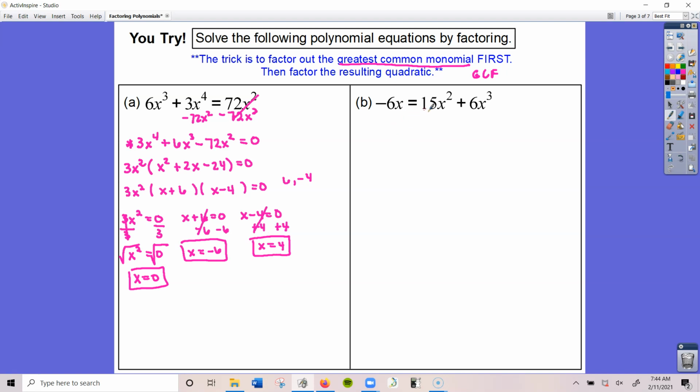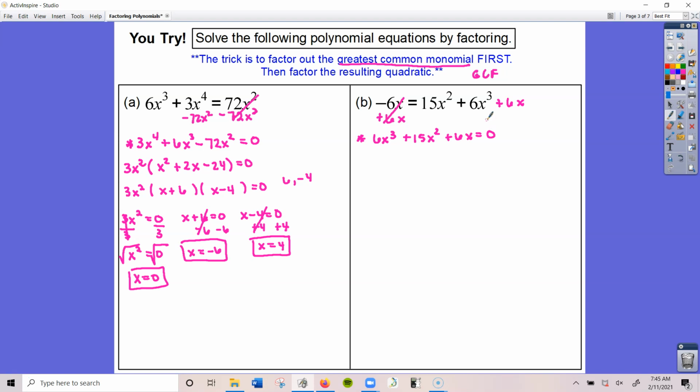Let's look at this last one here. We have negative 6x is equal to 15x squared plus 6x to the third. So you can either choose to subtract everything over to the left, but we only have one term here, so I would rather just add the 6x over. And that way my equation is equal to 0, and now I'm going to write this out in standard form. So we have 6x to the third will come first, plus 15x squared plus 6x.